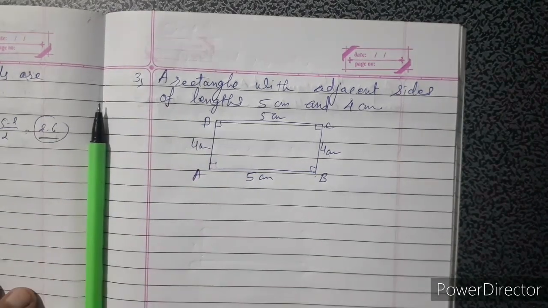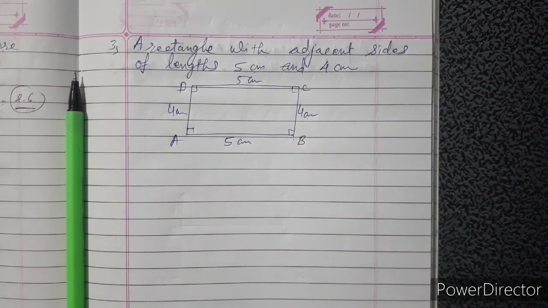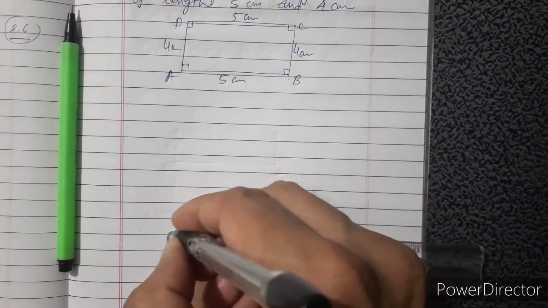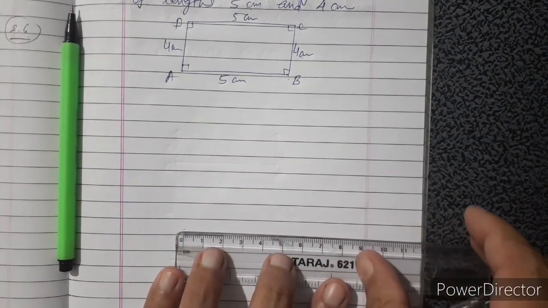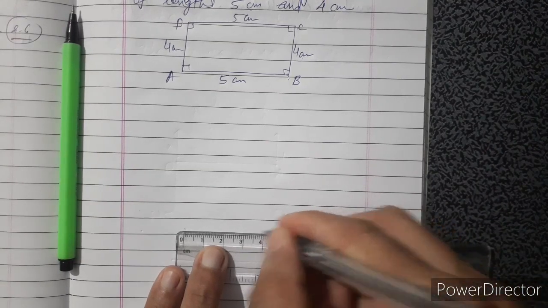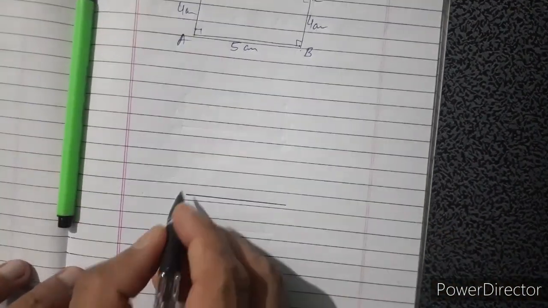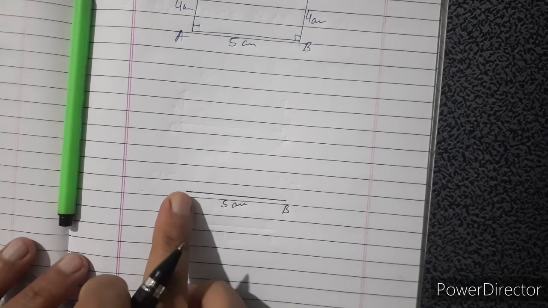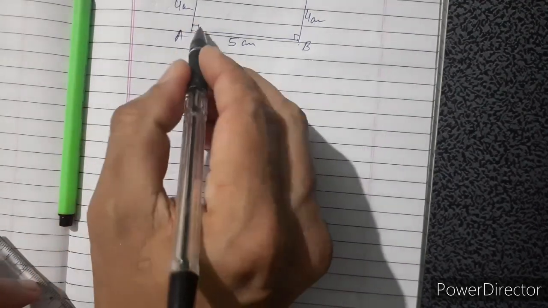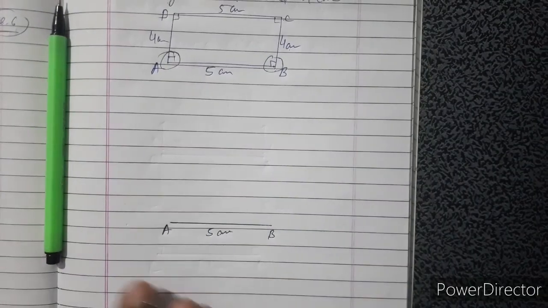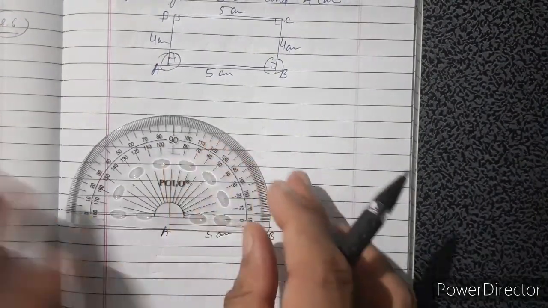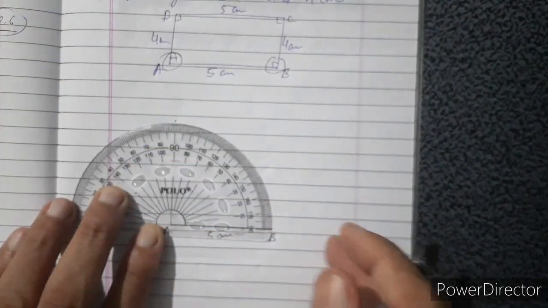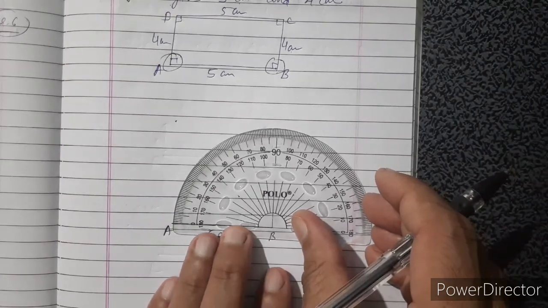Okay, so let me construct AB first, which is 5 centimeters long. Look, 0 and here 5 centimeters, like that. So here AB equals 5 centimeters. Now A and B both make a 90 degree angle here. So what to do, take a half circle and draw two rays, both making 90 degree angle with A and B.